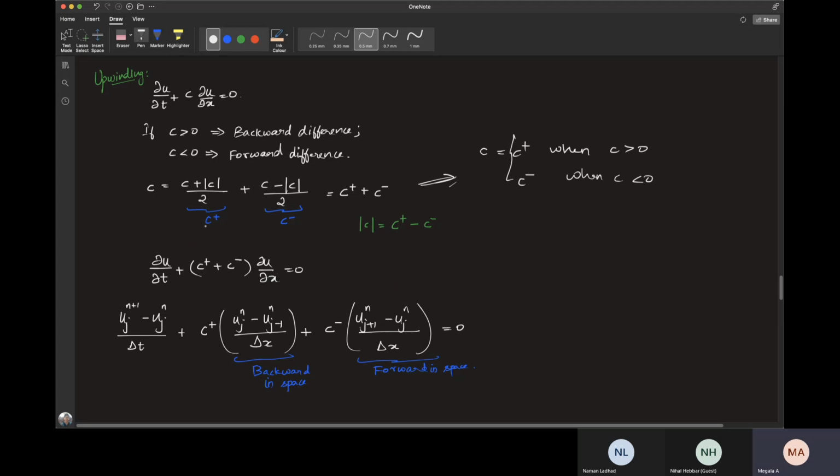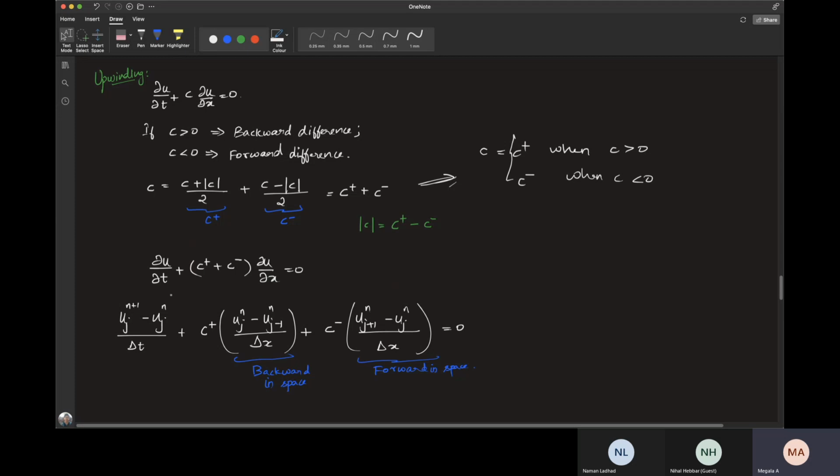C plus mod C by 2 will be equal to C when C is greater than 0, and C minus mod C by 2 will be equal to 0 when C is greater than 0. Similarly, when C is less than 0, that is when C is negative, C plus mod C by 2 will be 0 and C minus mod C by 2 will be C itself. So this way the splitting gets taken care of, and now you substitute C as C plus plus C minus.